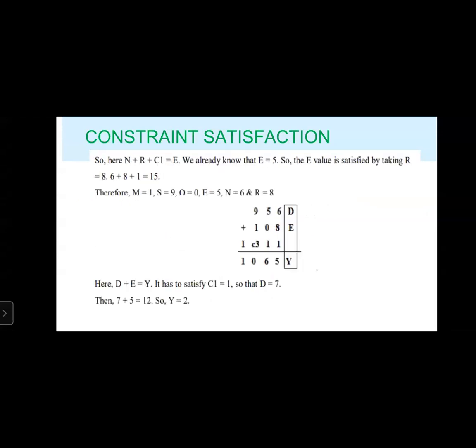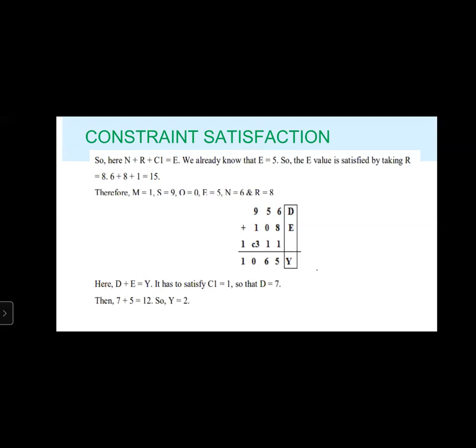So here N plus R plus C1 equal to E. We already know that E equal to 5. The E value is satisfied by taking R equal to 8. 6 plus 8 plus 1 equal to 15. Therefore, M equal to 1, S equal to 9, O equal to 0, E equal to 5, N equal to 6, and R equal to 8.